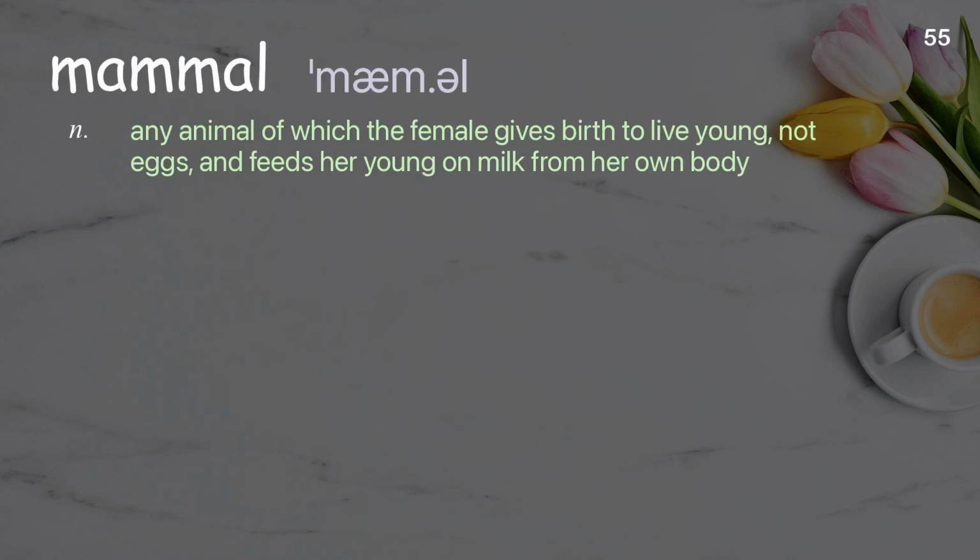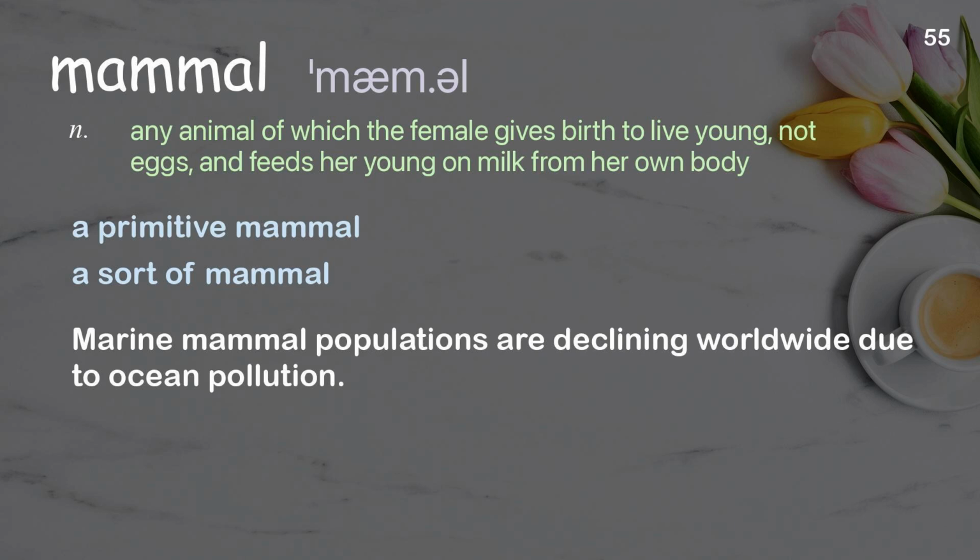Mammal. Any animal of which the female gives birth to live young, not eggs, and feeds her young on milk from her own body. Examples: a primitive mammal. A sort of mammal. Marine mammal populations are declining worldwide due to ocean pollution.